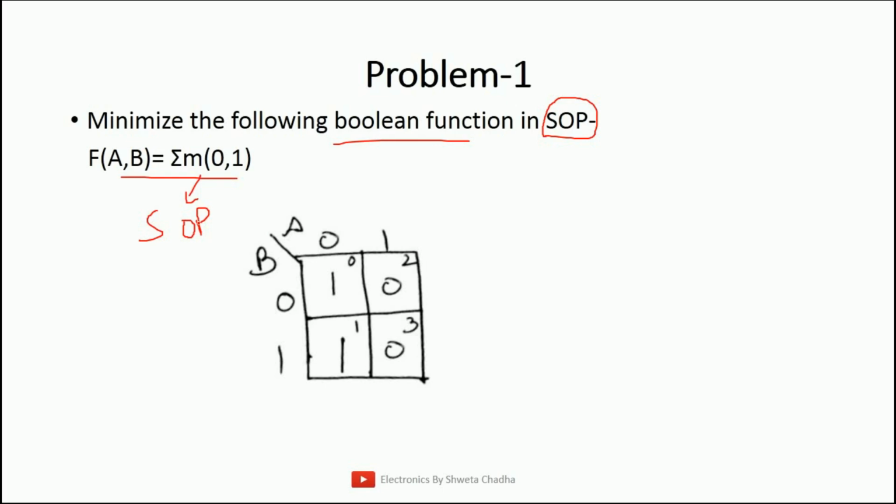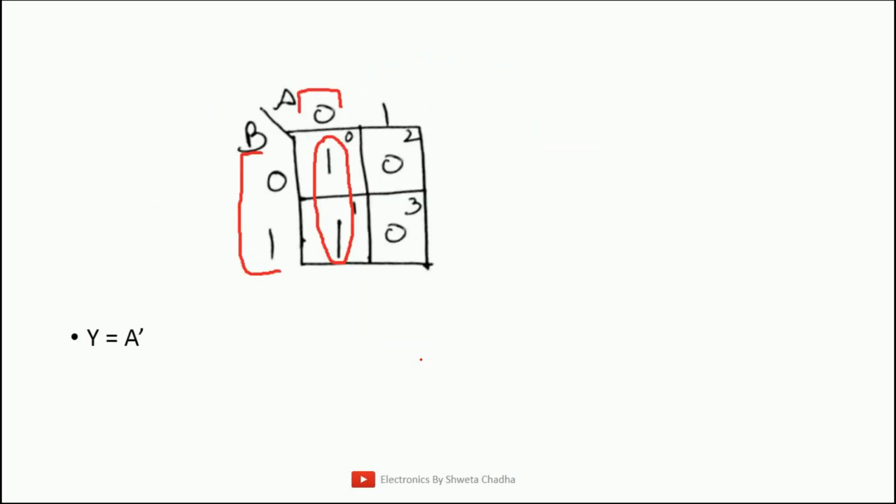Step number 1, how many variables are there in the K-map? 2. So let us draw a 2 variable K-map. Step number 2, fill the respective ones as the question belongs to SOP in the given K-map. So I have filled my block number 0 and my block number 1 with the respective value 1, and the empty places will be filled with 0. Now what is step number 3? Step number 3 is grouping.